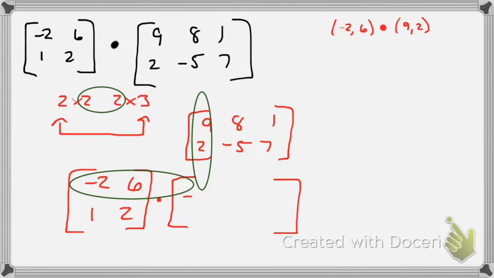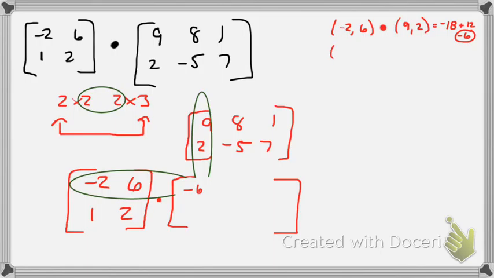And you already know how to take dot products. We would take negative 2 times 9 plus 6 times 2, which I believe is negative 6. And that is the upper left element of our answer. We have to now repeat that 5 more times. And what you have to do is figure out what you're going to take the dot product of for each spot.